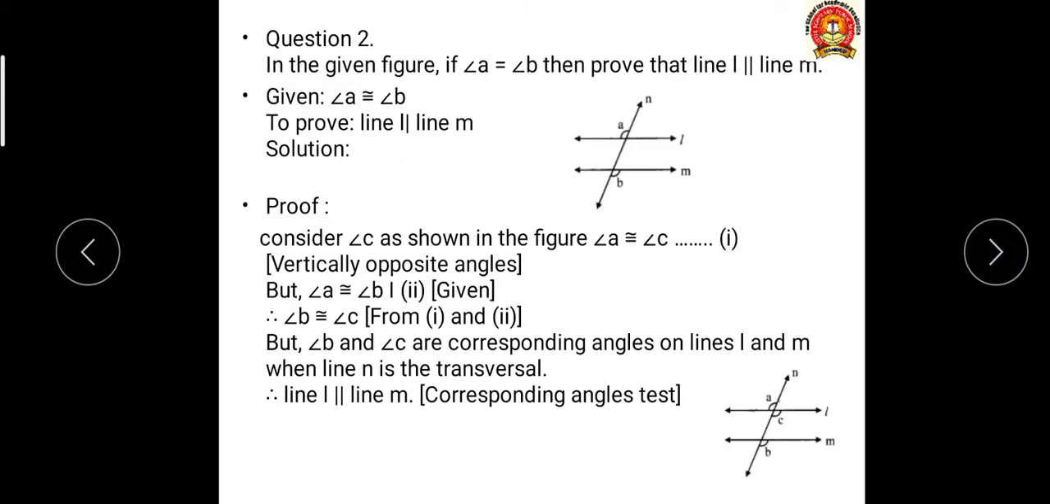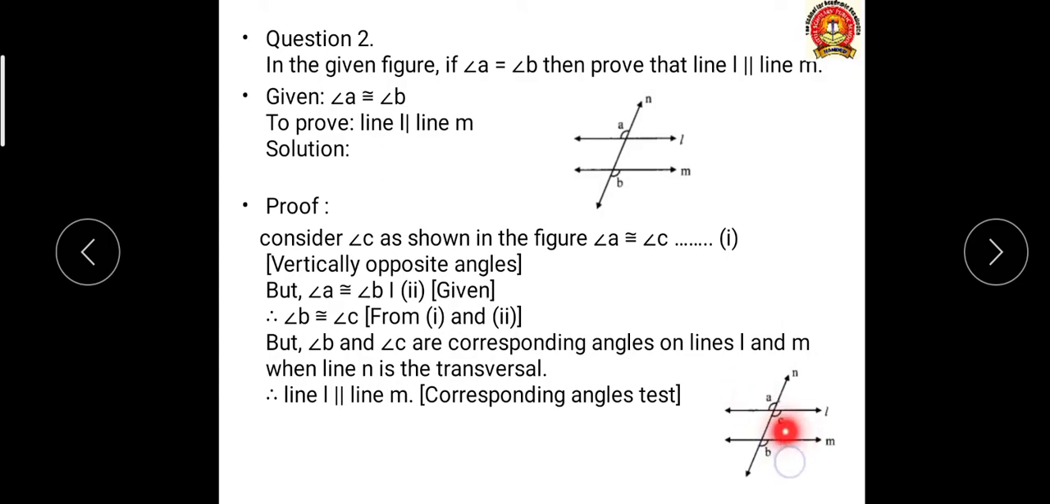Now in the second question, in the given figure, angle A is equal to angle B. We have to prove that L is parallel to M. Very simple. Now use this diagram. This A and B is already given. Just I am considering this angle C. Now see here, consider angle C as shown in the figure.